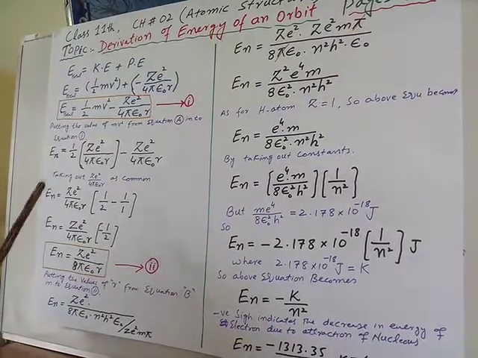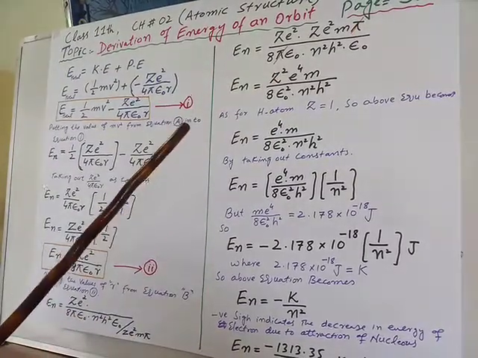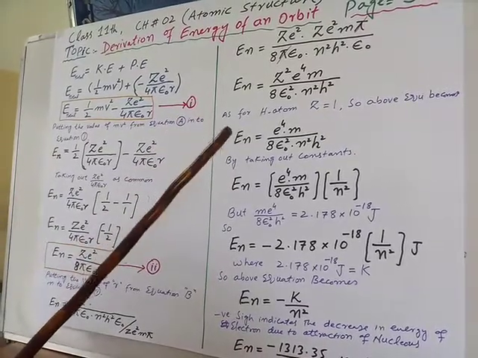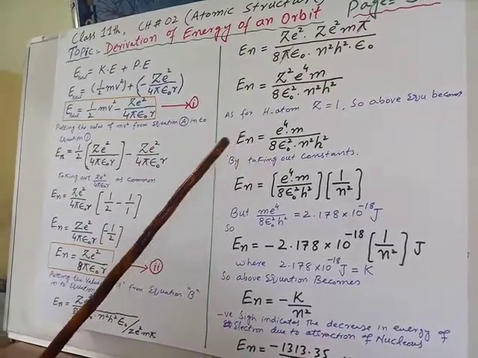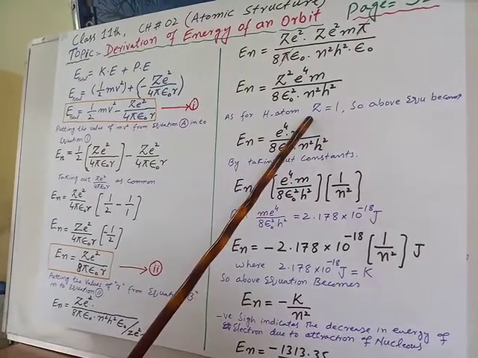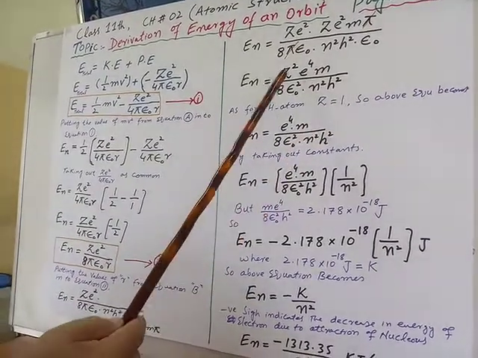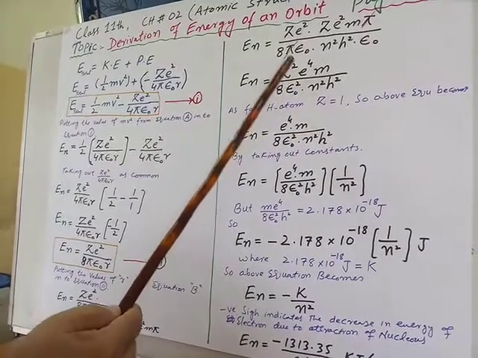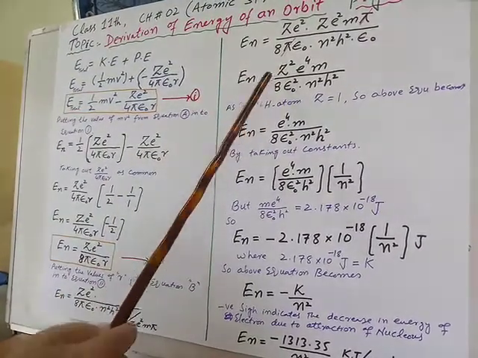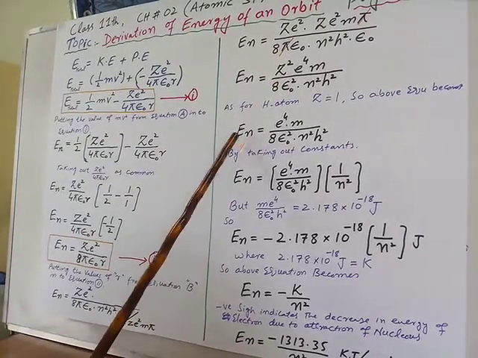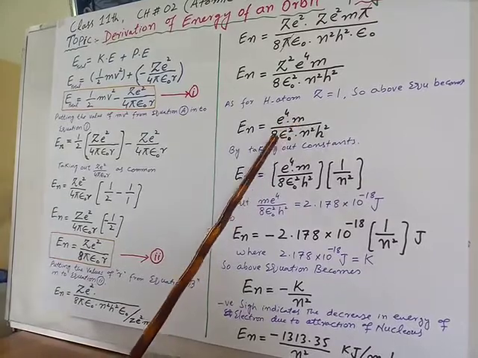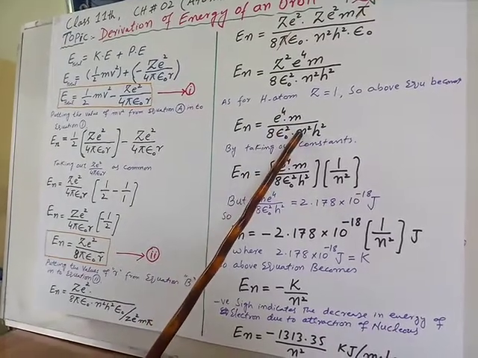But we know that here Z is the atomic number, and the Bohr atomic model is only for hydrogen and hydrogen-like ions. So for a hydrogen atom, Z is equal to 1. This Z becomes 1, and 1 square gives us the value of 1, so this term is eliminated. So we are left only with En is equal to e4 m over 8 epsilon naught square n square h square.